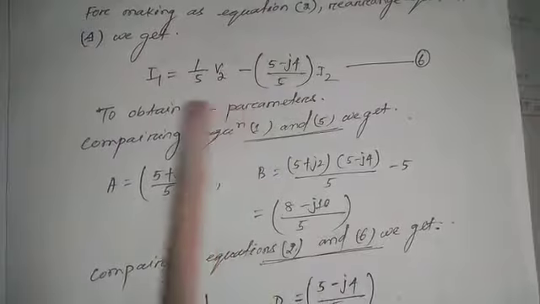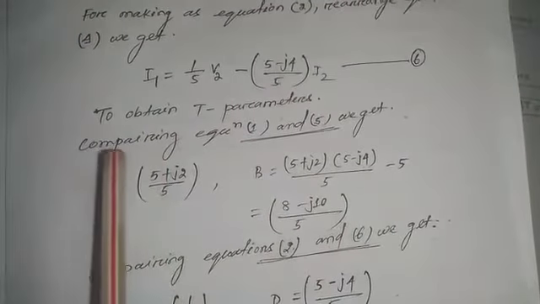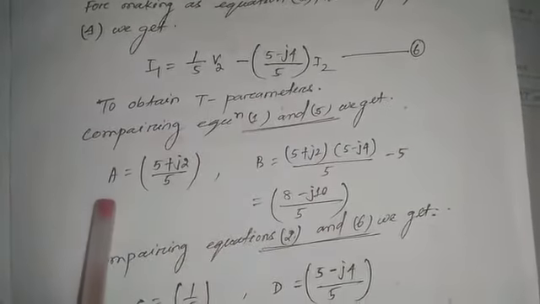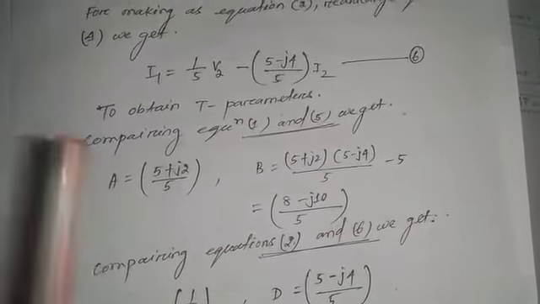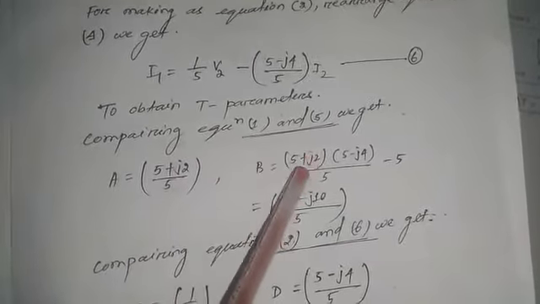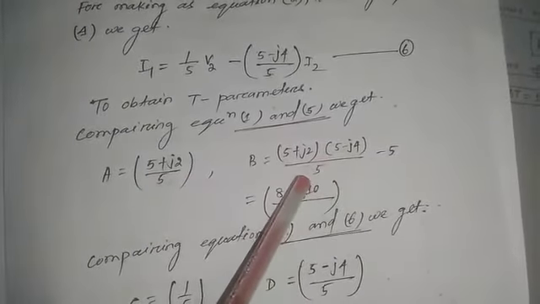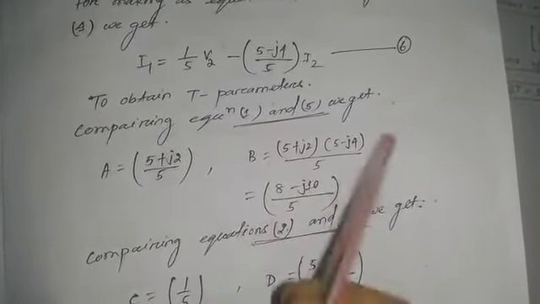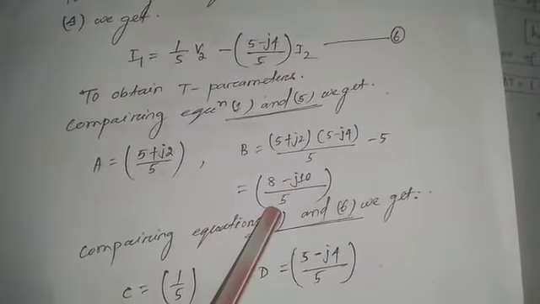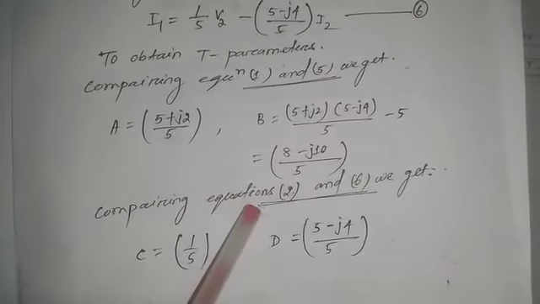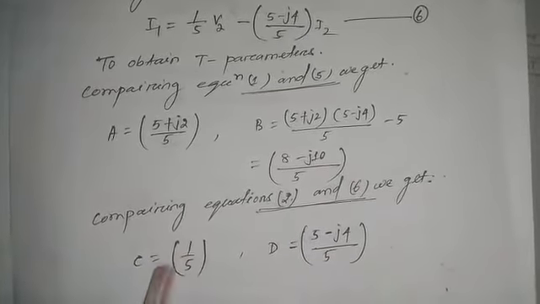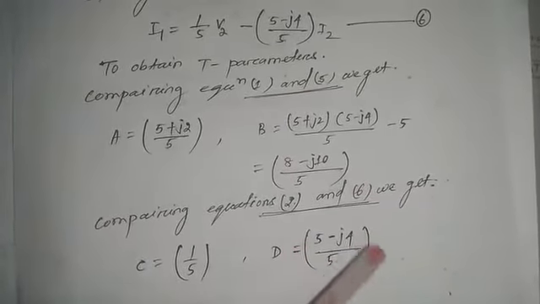Now to obtain the T parameter or transmission parameter or ABCD parameter, comparing equation 1 and 5 we get capital A is equal to, that is your parameter in ABCD parameter, A is equal to (5 plus j2) divided by 5, B is equal to (5 plus j2) into (5 minus j4) divided by 5 minus 5. If you solve this one, you can easily get (8 minus j10) divided by 5. Similarly, comparing equation 2 and equation 6, we get C is equal to 1 by 5 and D is equal to (5 minus j4) divided by 5.